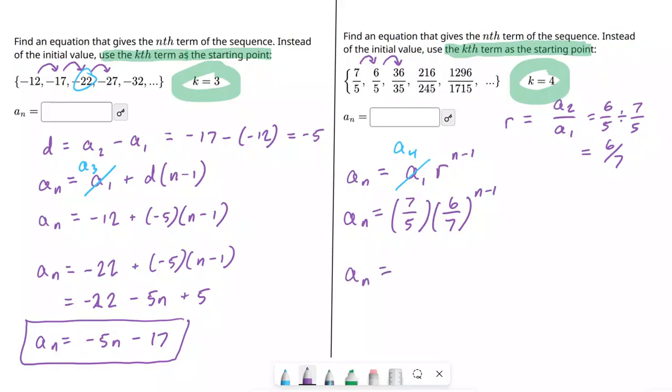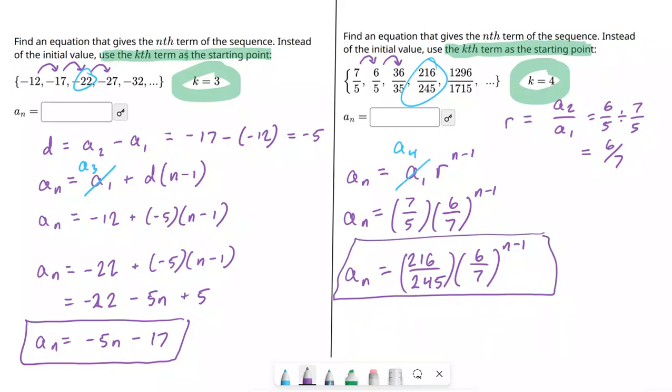So this one just becomes a_n equals, we'll find the fourth term. Where's that? 1, 2, 3, 4. Right there. It's kind of gross. 216 divided by 245. And that's going to be times the common ratio of 6/7 to the power of n minus 1, okay? And that one doesn't even need much simplification. It's pretty handy. So that's how you do this.